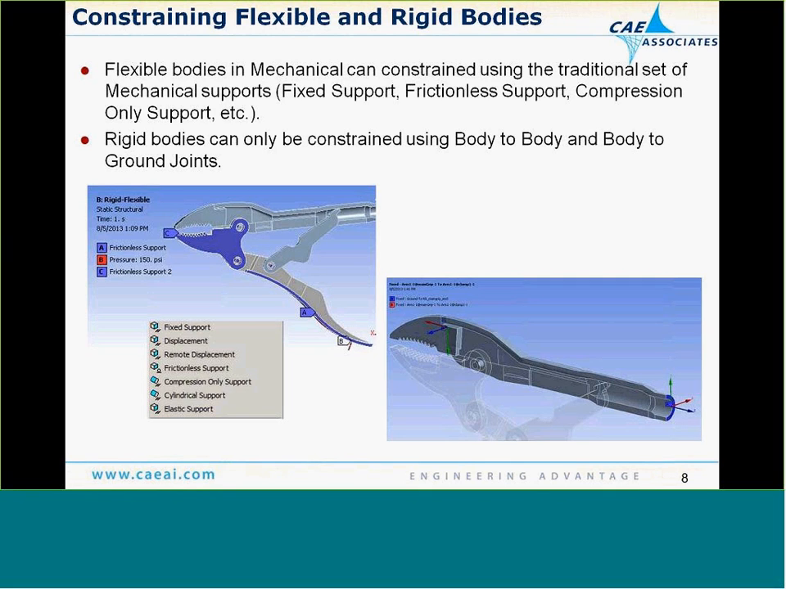They are limited to basically a joint condition that is going to constrain them either to ground or to another body. So if you try to put something like a frictionless support on a rigid body, you're going to get an error in your details menu, and in the solution you'll get an error pop up when you try to solve, and you'll have to correct that because it's not valid for that body.